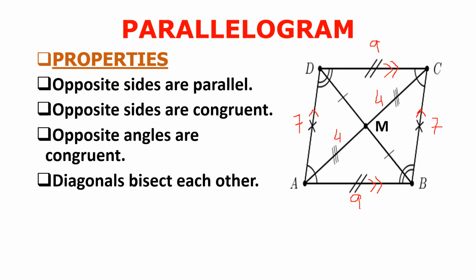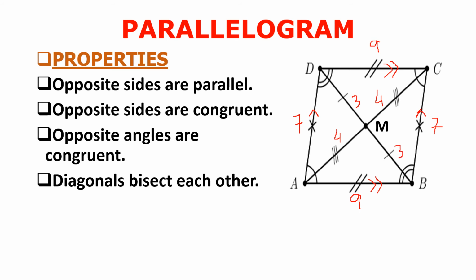In the same way, let's say diagonal BD is 6 centimeters. If diagonal BD is 6 centimeters, what will AC do? AC will cut BD into two equal parts. So how much will be BM and MD? DM will be 3 and BM also will be 3.